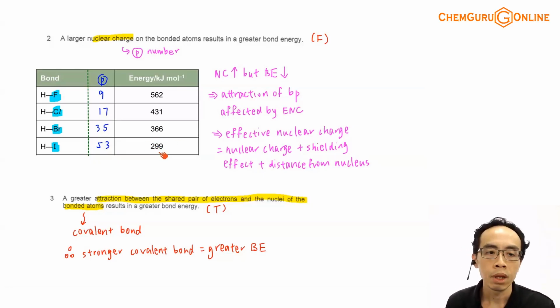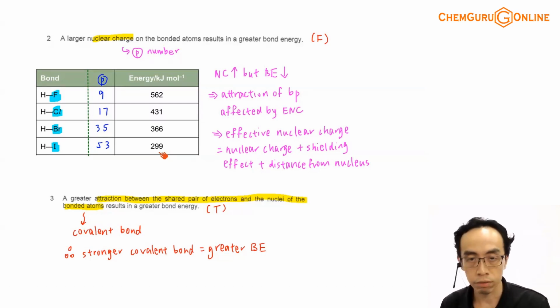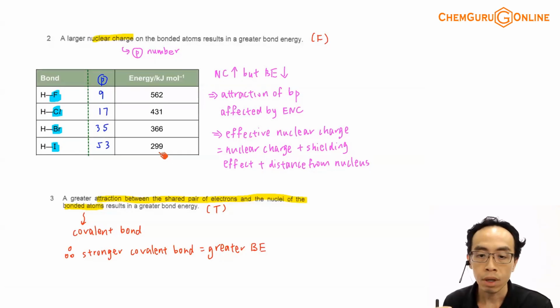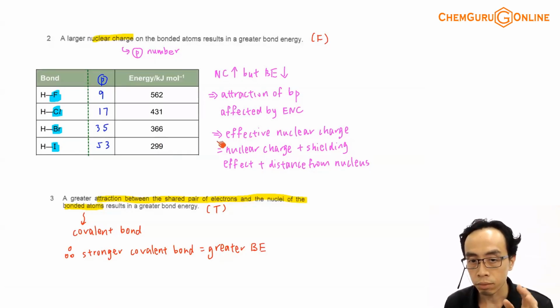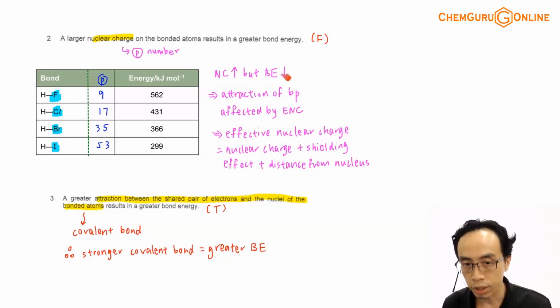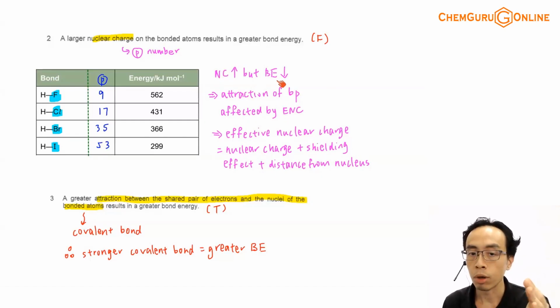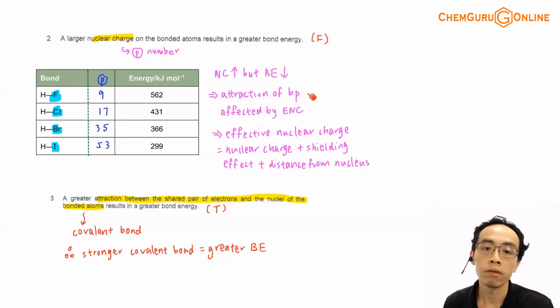So this means that the bond energy is actually not only due to nuclear charge. Nuclear charge is just part of the factors, and we also have to consider other things, such as the shielding effect and the distance from the nucleus. So we want to at least take note that in this case, the nuclear charge increases for my halogen, but the bond energy drops. So the attraction of the bond pair of electrons is not only affected by nuclear charge, it's affected by effective nuclear charge. ENC is effective nuclear charge.